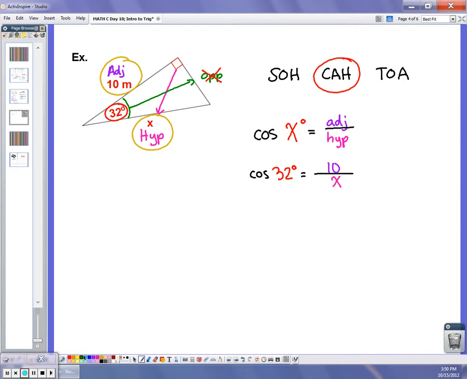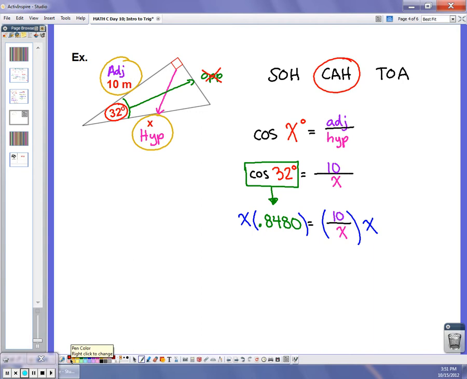Again, using our scientific calculators, we could type in the cosine of 32 degrees. And if we type in the cosine of 32 degrees, we get 0.8480 if we round it to the nearest 10,000th place. We'll just bring down the equal sign and the 10 over x. Now in this particular case, the x is in our denominator. So again, in order to get rid of our denominator, we need to multiply by whatever that denominator might be. In this case, it happens to be x. And what we do on one side, we do to the other. What happens here is that both of these x's will cancel out and we're left with our 10.